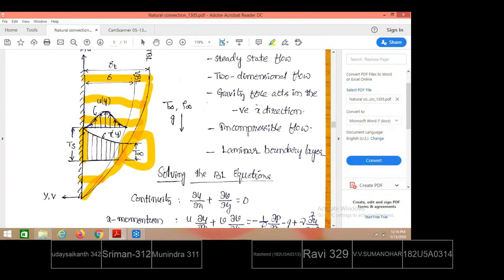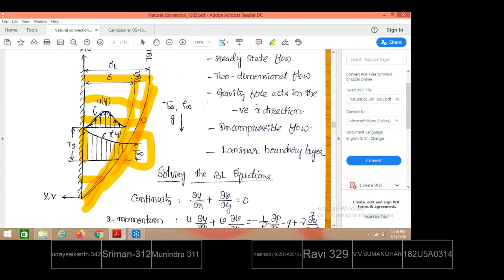Boundary layer development. So what do you mean by this? The fluid undergoes momentum only within the boundary layers. This is what we call the velocity boundary layer, and this is the thermal boundary layer.